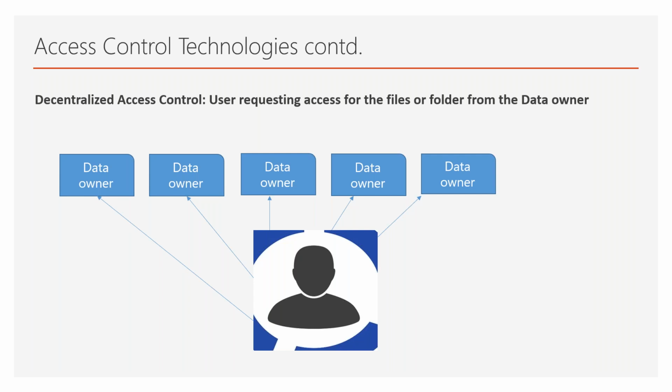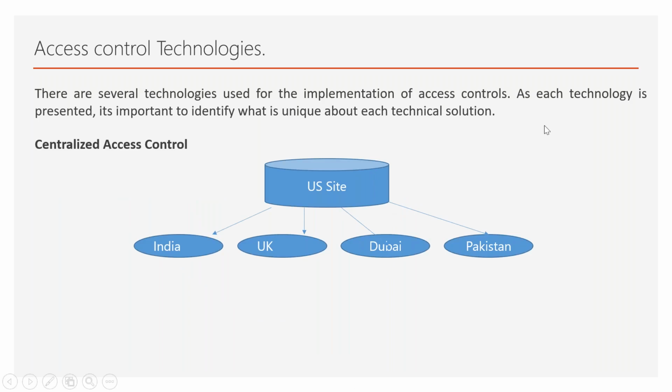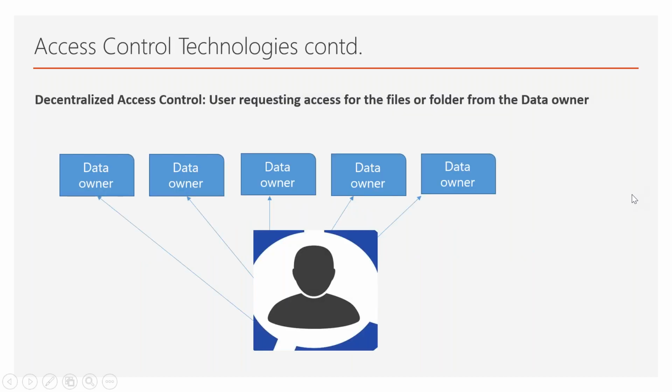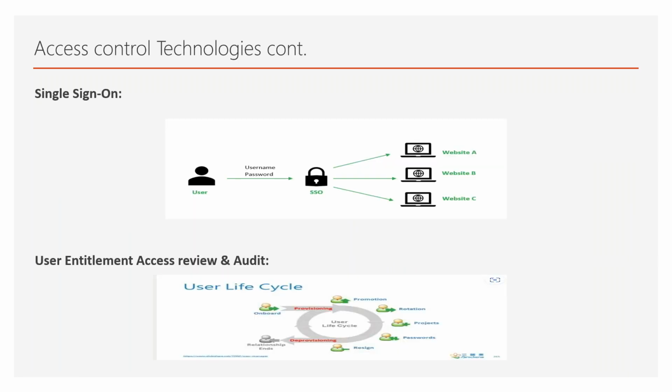So I can say that, in a similar example, in the centralized access control, I have a US site. So all my critical access information is managed from my US site. But for all the other branches like India, UK, Dubai, Pakistan, the local access, like giving access to a SharePoint workspace or giving access to a particular drive, all these I can manage locally because they don't contain any sensitive data. So this is an example of your hybrid control, where I am using a combination of both the centralized and decentralized.